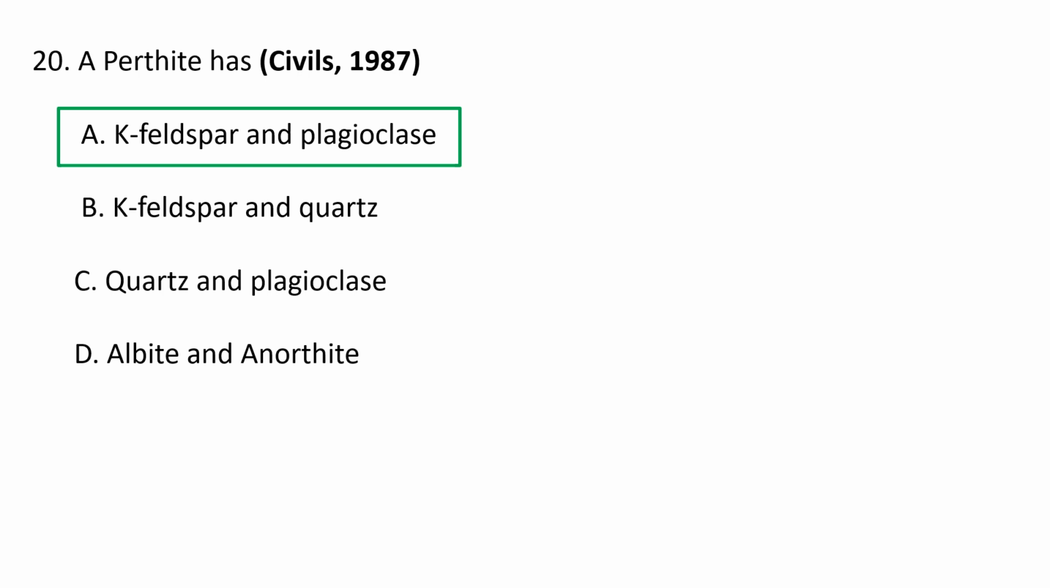So it's an intergrowth of two feldspars. That means a host grain of potassium-rich alkali feldspar or potash feldspar, potassium aluminum silicate in composition, which includes exsolved lamellae or irregular intergrowths of sodic alkali feldspar. It may be nearer to albite, that is NaAlSi3O8 in composition. So a perthite has two types of feldspars, potash feldspar and plagioclase. A is the correct option.